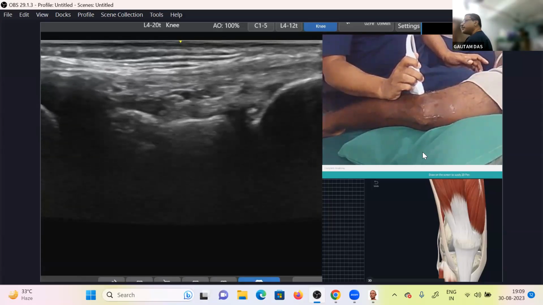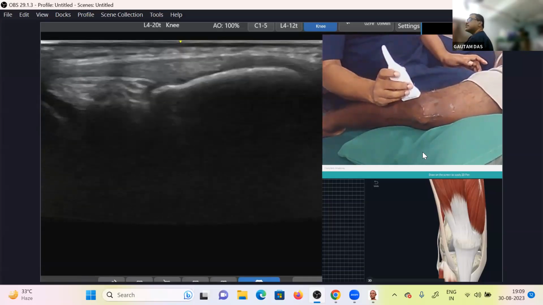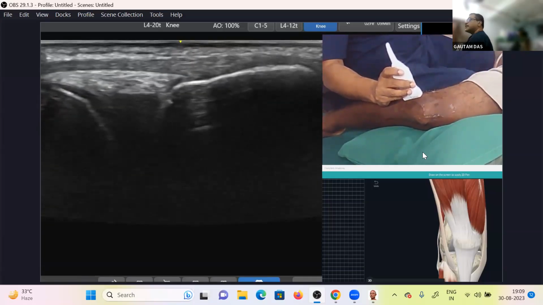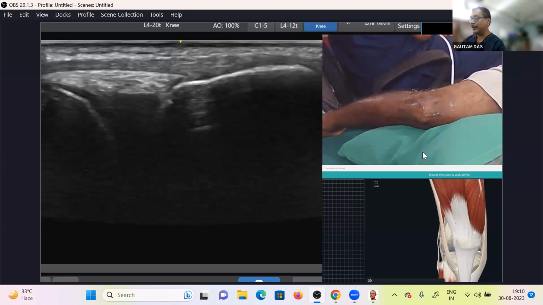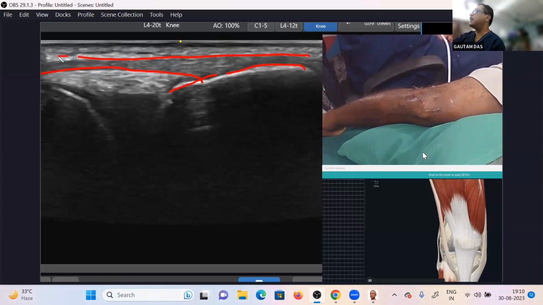Okay, so now what I'm doing, I'm putting the probe over the Gerdy's tubercle. So this is the Gerdy's tubercle, and this is a very nice iliotibial band. Just please store this image in your hard disk of the brain. So this is the Gerdy's tubercle, and this is your iliotibial band. A little bit hypoechoic, bounded by two hyperechoic lines, and a little bit of fibrillar structures in between.